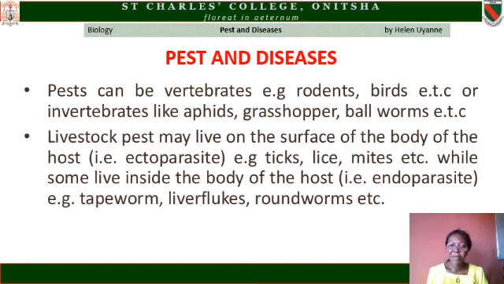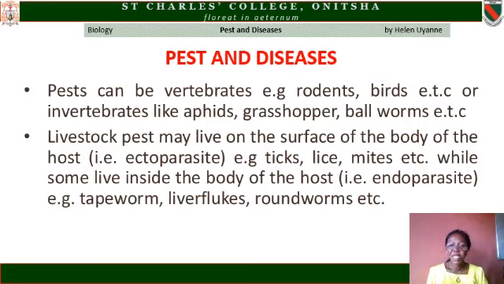Then when we talk about the invertebrate pests, they are the ones without backbones. We have examples such as aphids, grasshoppers, locusts, bollworms, etc.